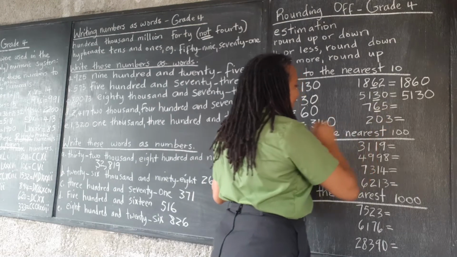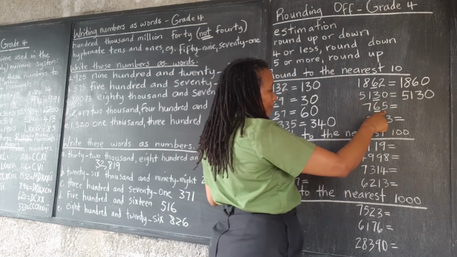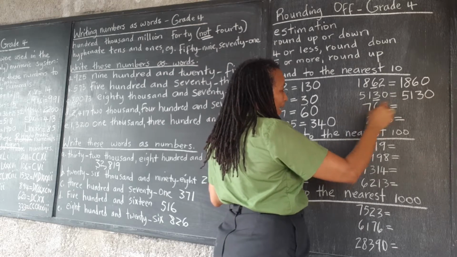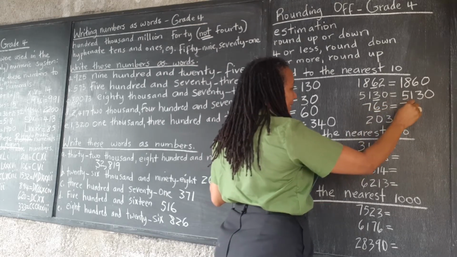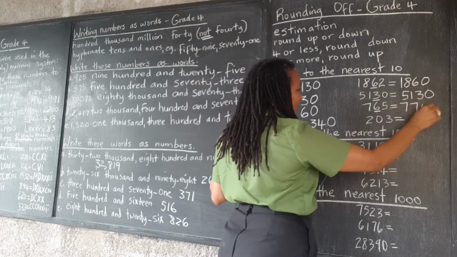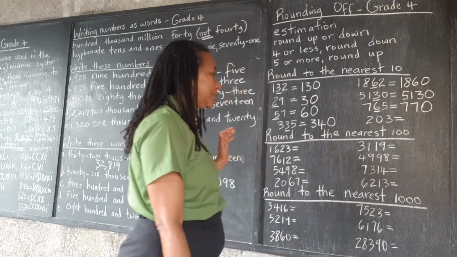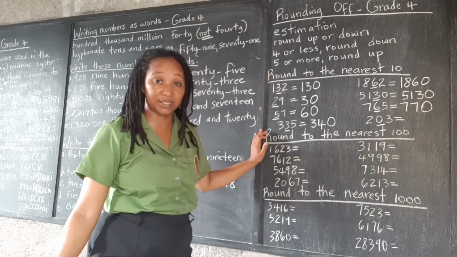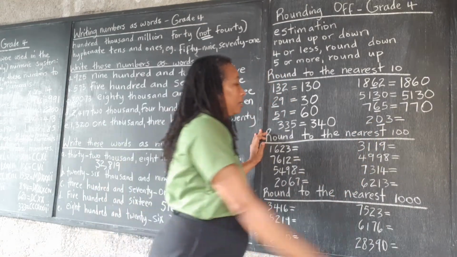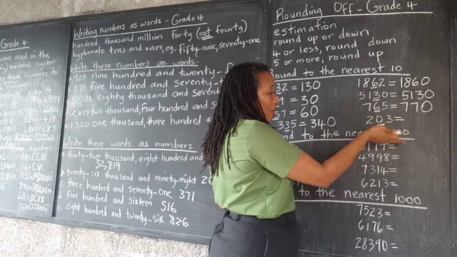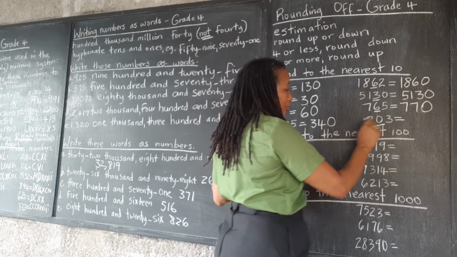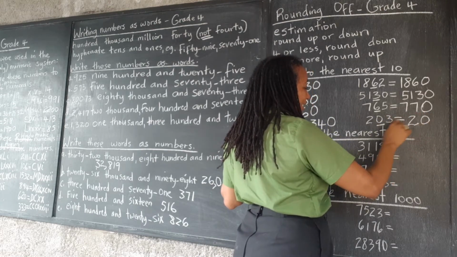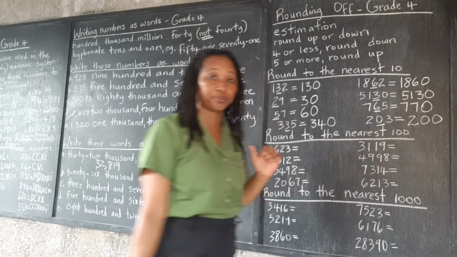So 6 is in the 10th place. 5. Once it's 5 or more, we're going to add 1. Write back the 7. Add 1 to the 6. Replace the 5 with a placeholder 0. Now look, 0 is in the 10th place. 3 is less than 5. We're not going to add a 1 to the 0. We're going to write back the 2, write back the 0, and replace this with a 0. Okay?